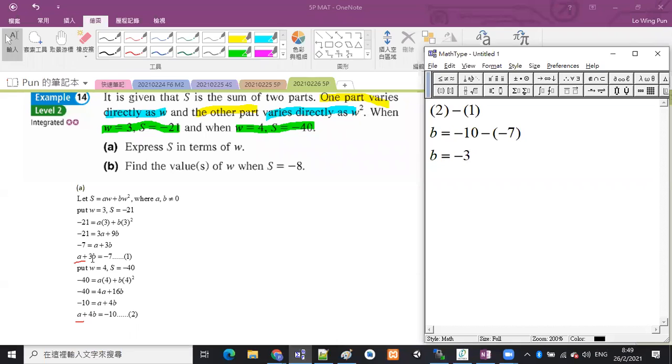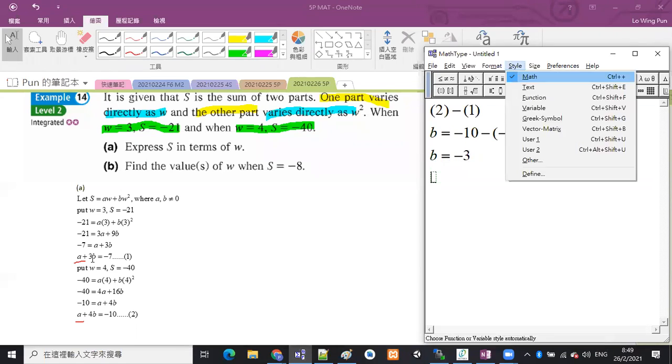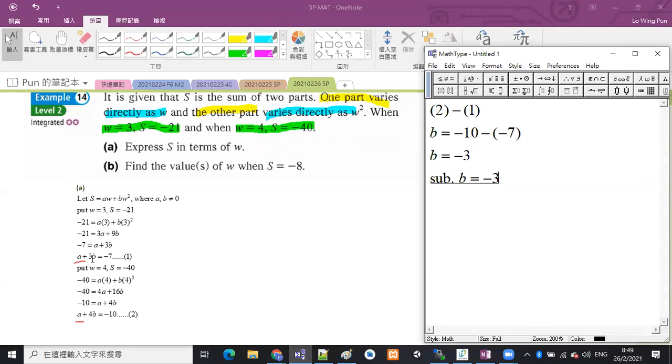So we have successfully found that B is equal to -3. And then we just substitute the value of B into equation 1. Equation 1 is A plus 3B, but our B is -3 now. It's equal to -7. And then we calculate the numbers first. A minus 9 is equal to -7. And then we just add the 9 to the right hand side. A is equal to -7 plus 9. That is equal to 2.